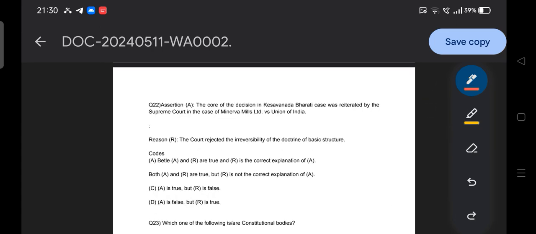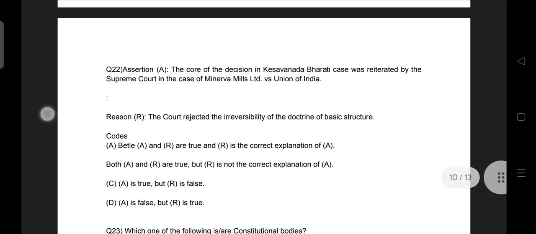Then moving to the next, an assertion and reason based question: the core of the decision in the Kesavananda Bharati case was reiterated by the Supreme Court in the case of Minerva Mills versus Union of India. The reason is the court rejected the irreversibility of the doctrine of the basic structure. So what is the answer? We all know the answer of this question.